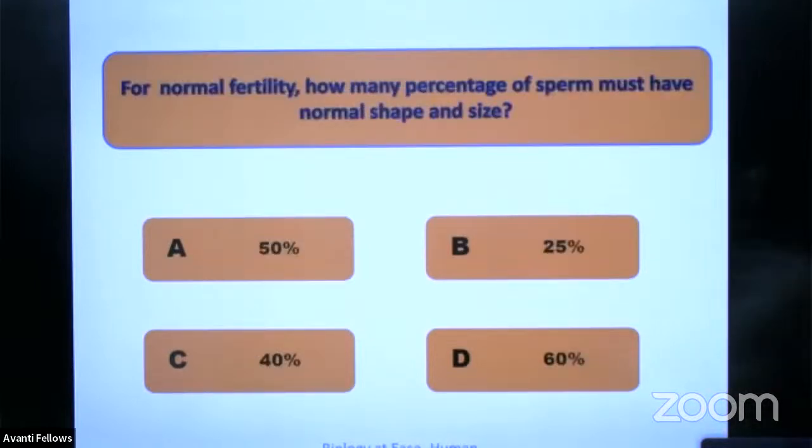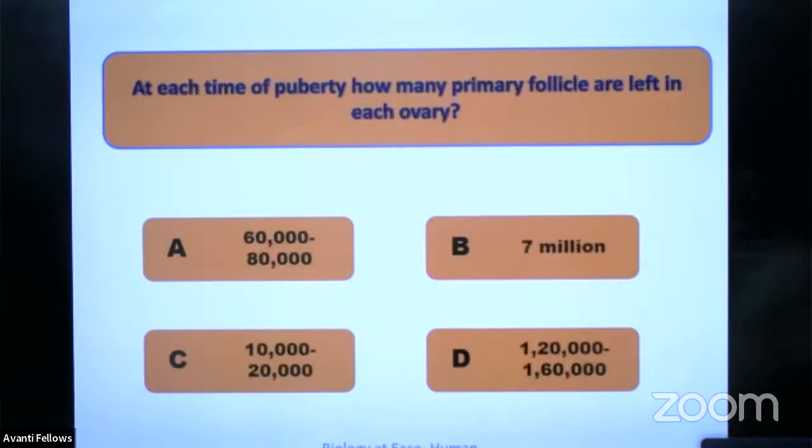Then we will move to another one, question number 21. For normal fertility, what percentage of sperm must have normal shape and size? The correct option is option D only. 60 percent of sperm must have normal shape and size. Then only fertilization is possible. Right. So the correct option is D only.